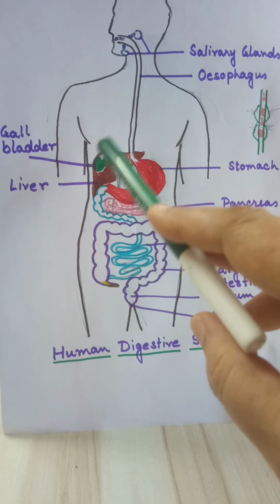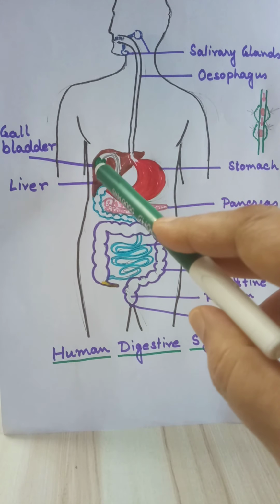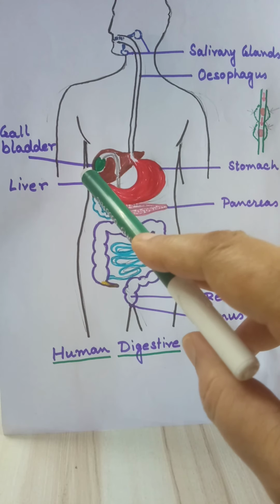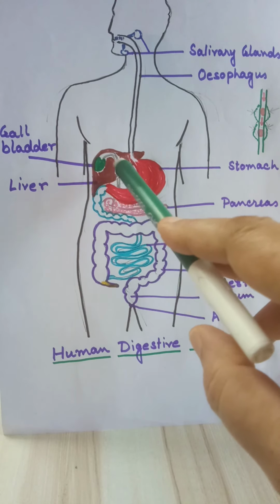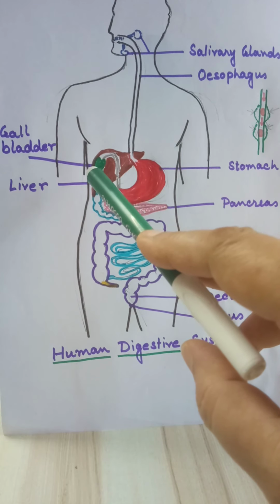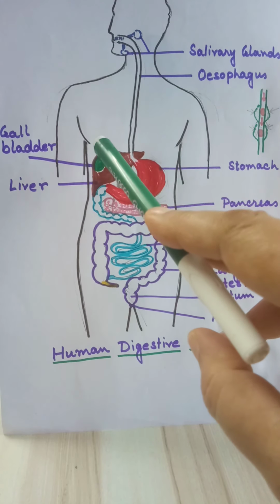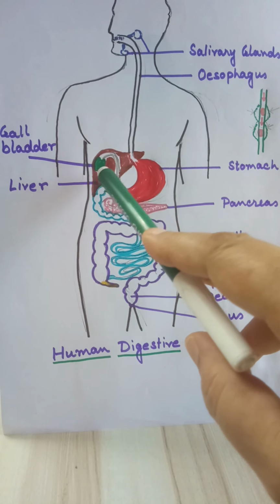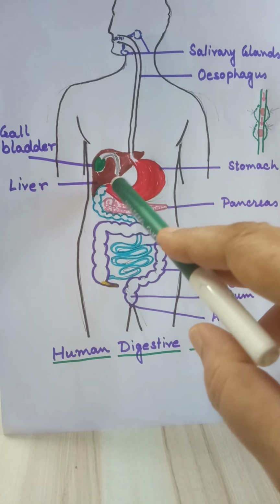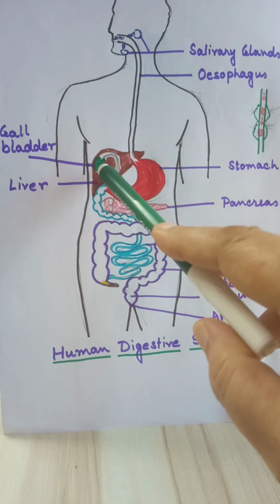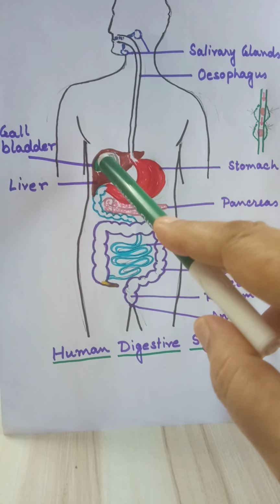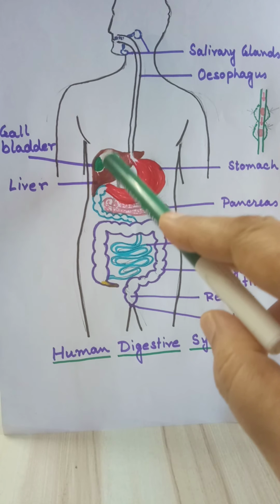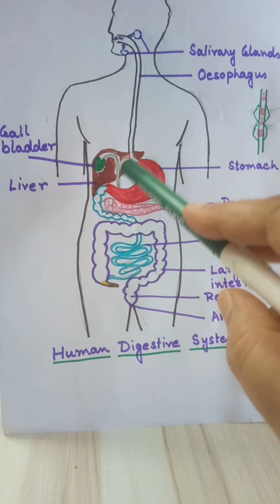See, the liver is the reddish brown gland situated in the upper part of the abdomen on the right side. It is the largest gland in the body. It secretes bile juice that is stored in a sac called the gallbladder. See here, this reddish brown structure is the liver, and this greenish structure, a small bag that stores the bile secreted by the liver, is called the gallbladder. Bile plays an important role in the digestion of fats.